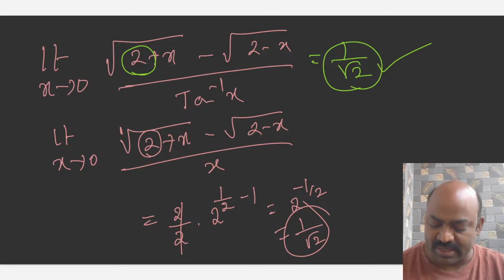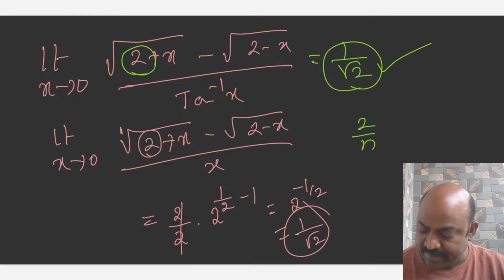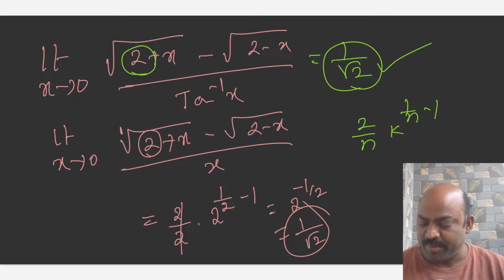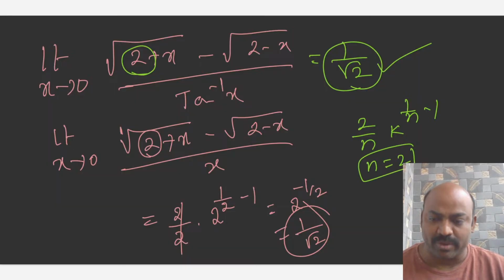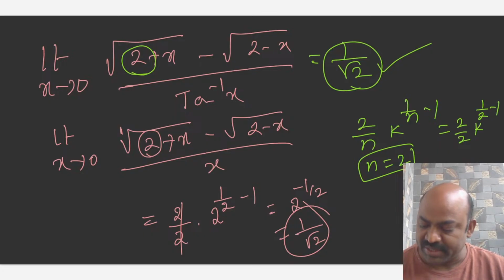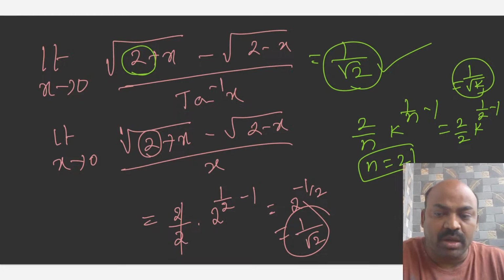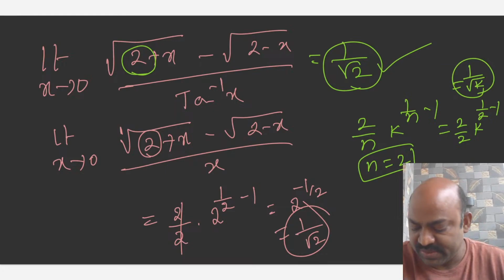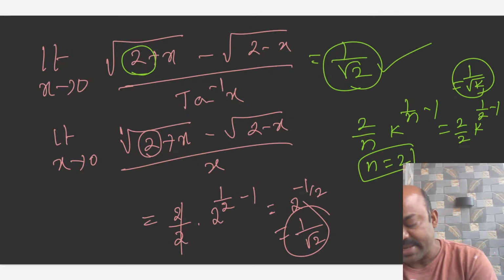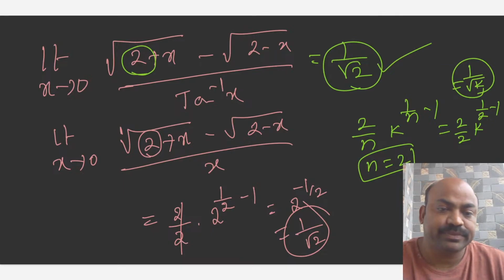Sir, why like this, sir? You may get a doubt. Your formula is 2 by n, k power 1 by n minus 1. Now I am putting n is 2, for example. That's a square root, n is 2. What will I get? 2 by 2 gone. k power 1 by 2 minus 1 is nothing but 1 by root k. So for all square roots, meaning for n equal to 2, the answer is just 1 by root k.